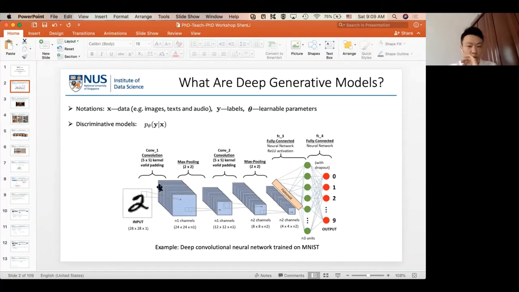And don't worry if you are not familiar with these operations such as convolution and max pooling. You can understand it as a kind of mapping that maps one matrix to another, or one tensor to another, or one vector to another. Yeah. And okay, that's discriminative models.